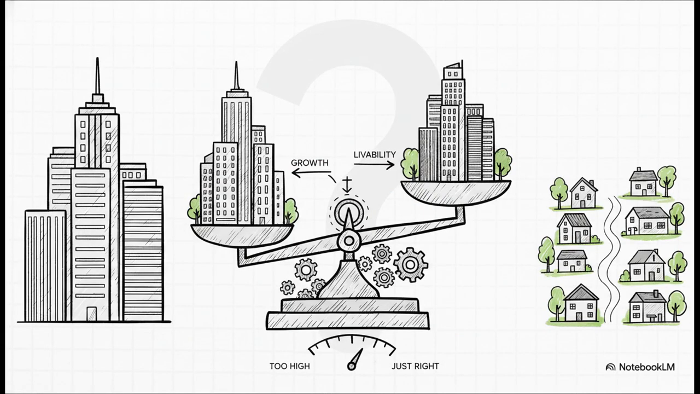And that brings us to the crucial question, doesn't it? FAR is a super powerful tool for growth, but it's also a really delicate balancing act. As our cities just keep expanding, the real challenge is finding that sweet spot between building more and keeping our cities livable. So, the question we're left with is, how do we get that number just right?